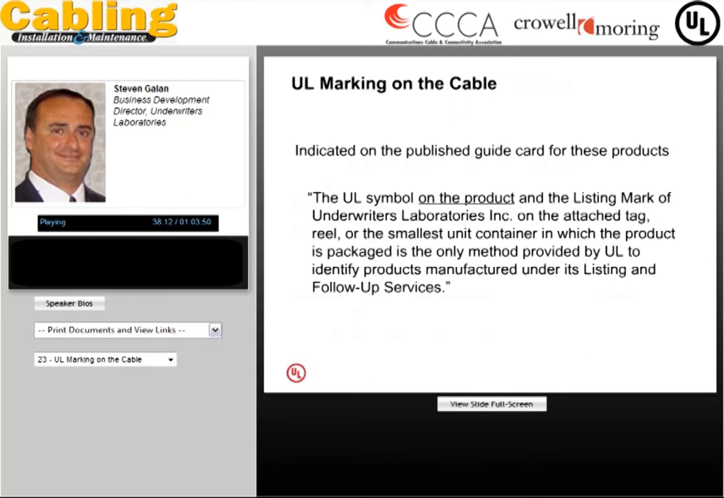This information is contained on what is called a UL guide card covering many of the wire and cable categories of cables, including the ones mentioned in the previous slide. You may find these guide cards on the UL website at www.ul.com. If one or both cable surface printing or container label are missing, or if the information differs from what we will review in the next few slides, be suspicious.